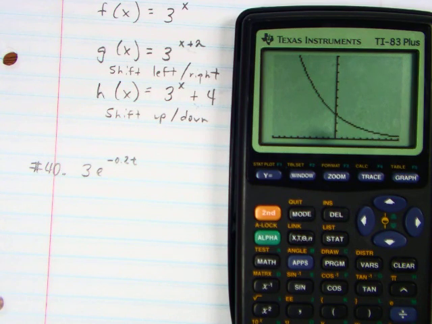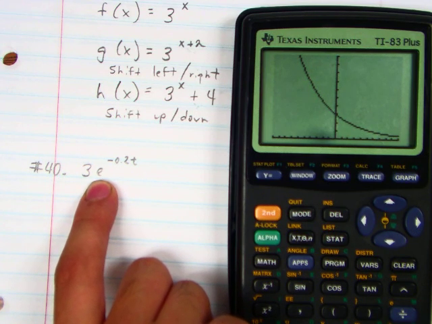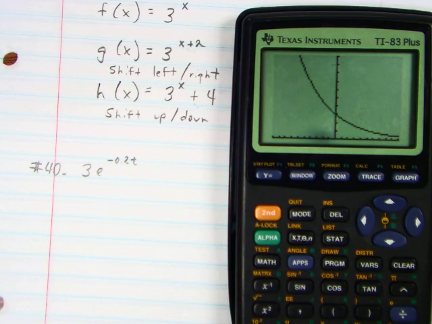So, I mean, it doesn't look too much different. It's just that the base in this case is like 2.7. But again, we'll be using this e quite a bit in this chapter, and you'll be using it very heavily in calculus.